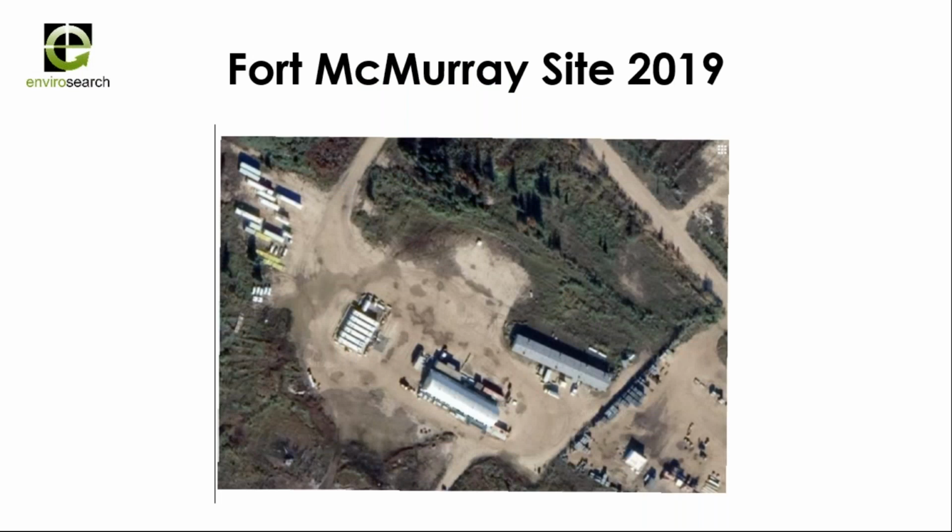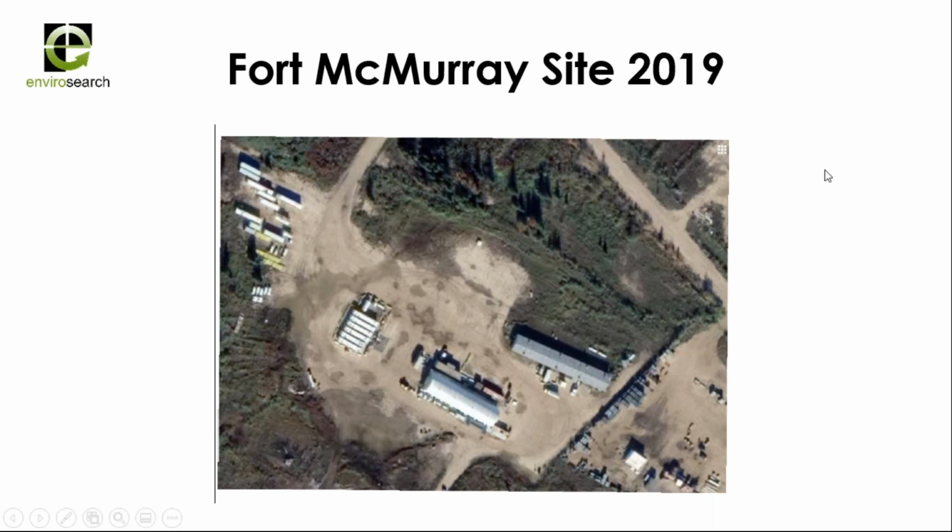So the second site was a larger facility near Fort McMurray that had a number of fuel storage locations on site over its site history. This is just an aerial image of the site. You can see that this was prior to decommissioning and removal of all the on-site infrastructure, but there were a number of fuel storage tanks.